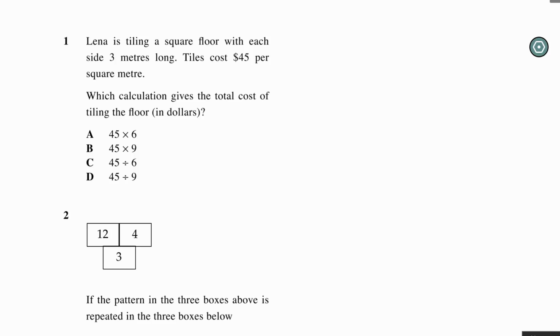Well, all we have to do is, the question says each side is 3 meters long and it's a square floor. So if we just draw a square and each side is 3 meters long, so 3, 3, 3, and 3, we know that we have to calculate the area. So we calculate the area of the square by length times width. So the area would equal 3 times 3, which equals 9. So it'll be 9 meters squared. So that's the total amount of area we need to cover.